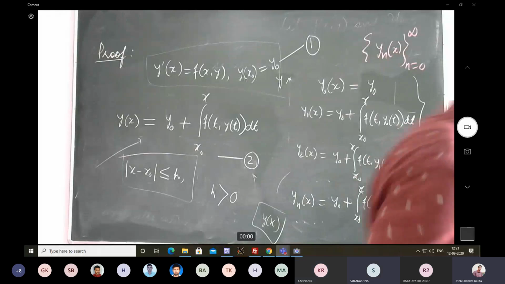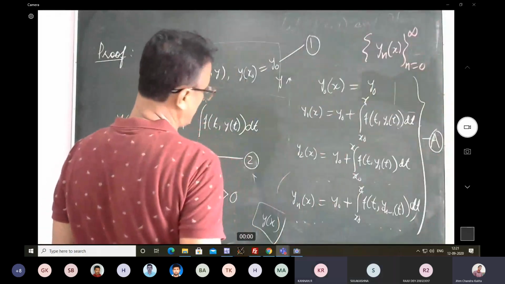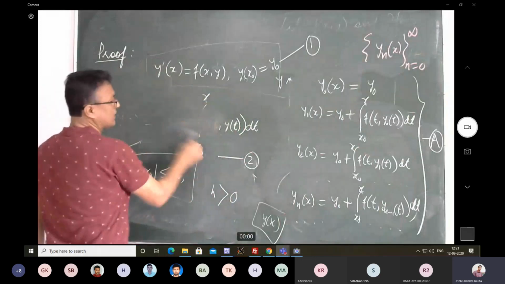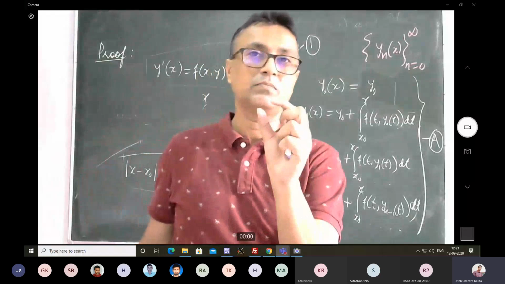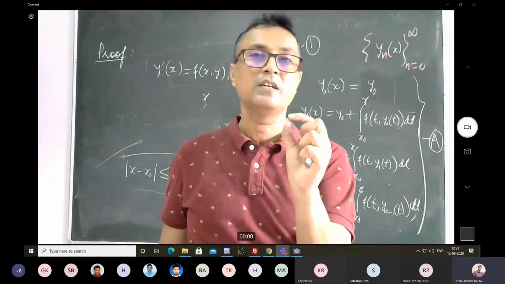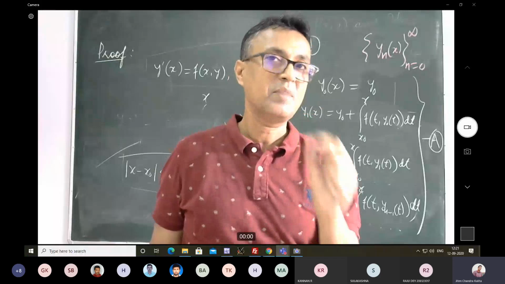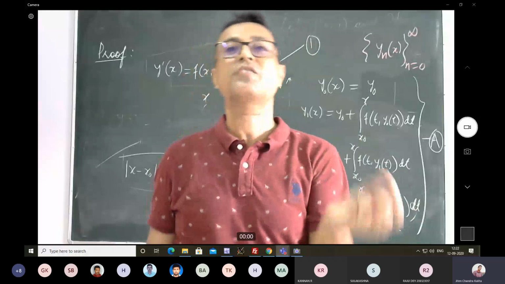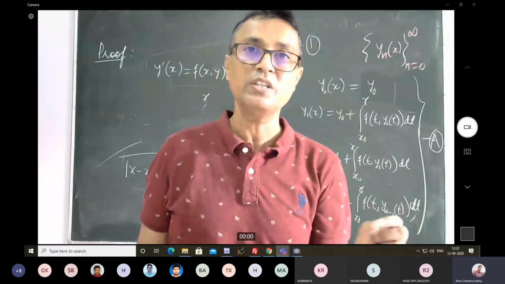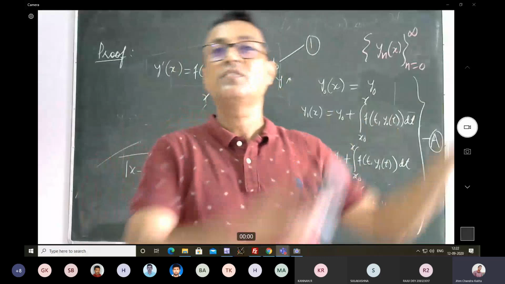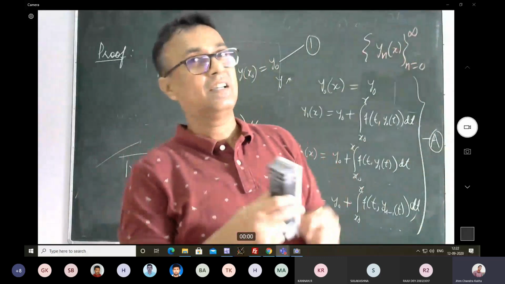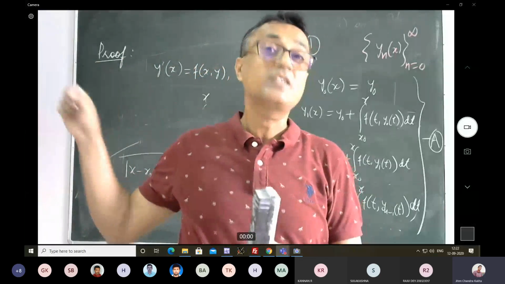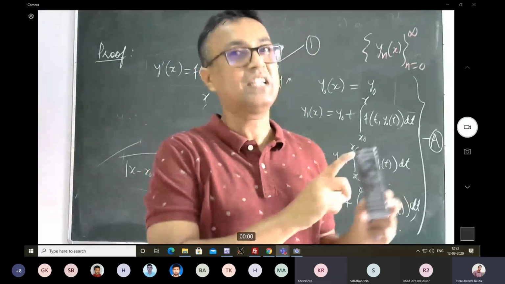Now, one thing to be noted. So far I have given equation 1, 2, and A. Remember, equation 1 is the original differential equation. Equation 2 is the equivalent representation by the integral equation of the solution, and equation A contains the sequence that we have constructed out of the equivalent integral equation.